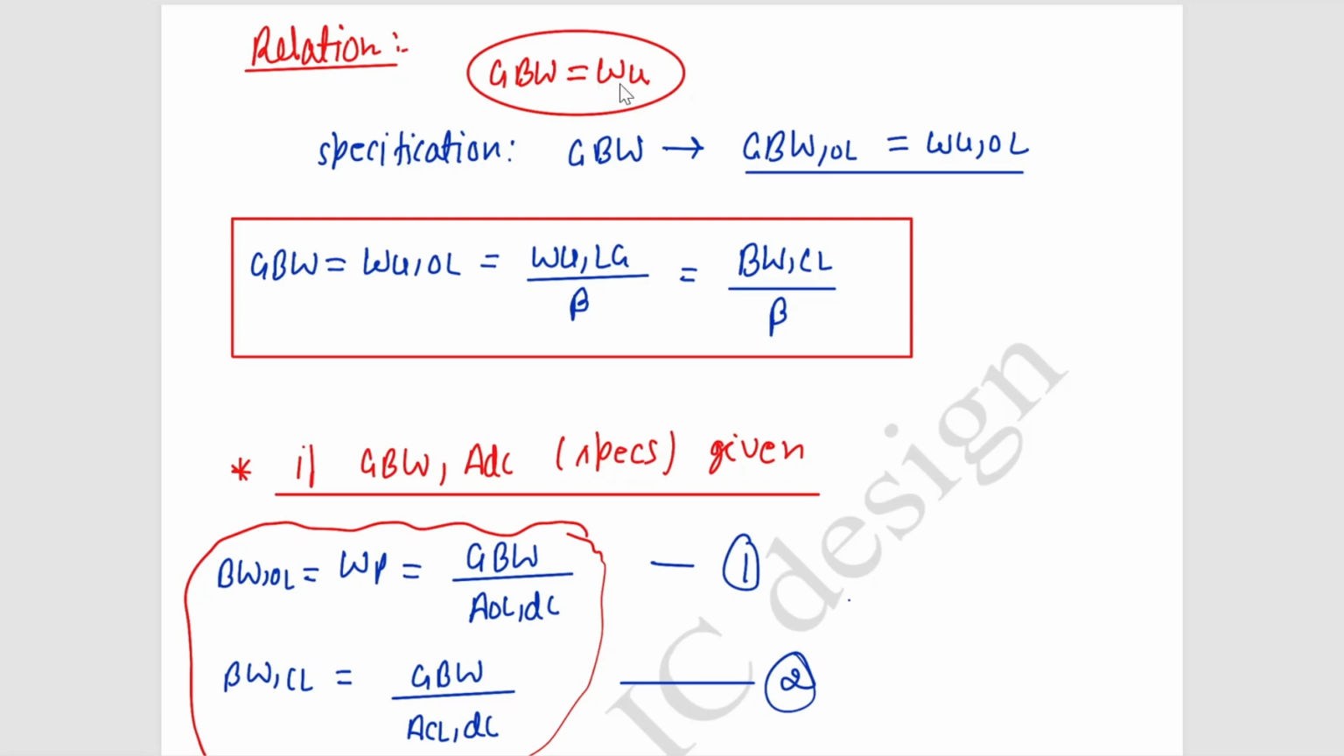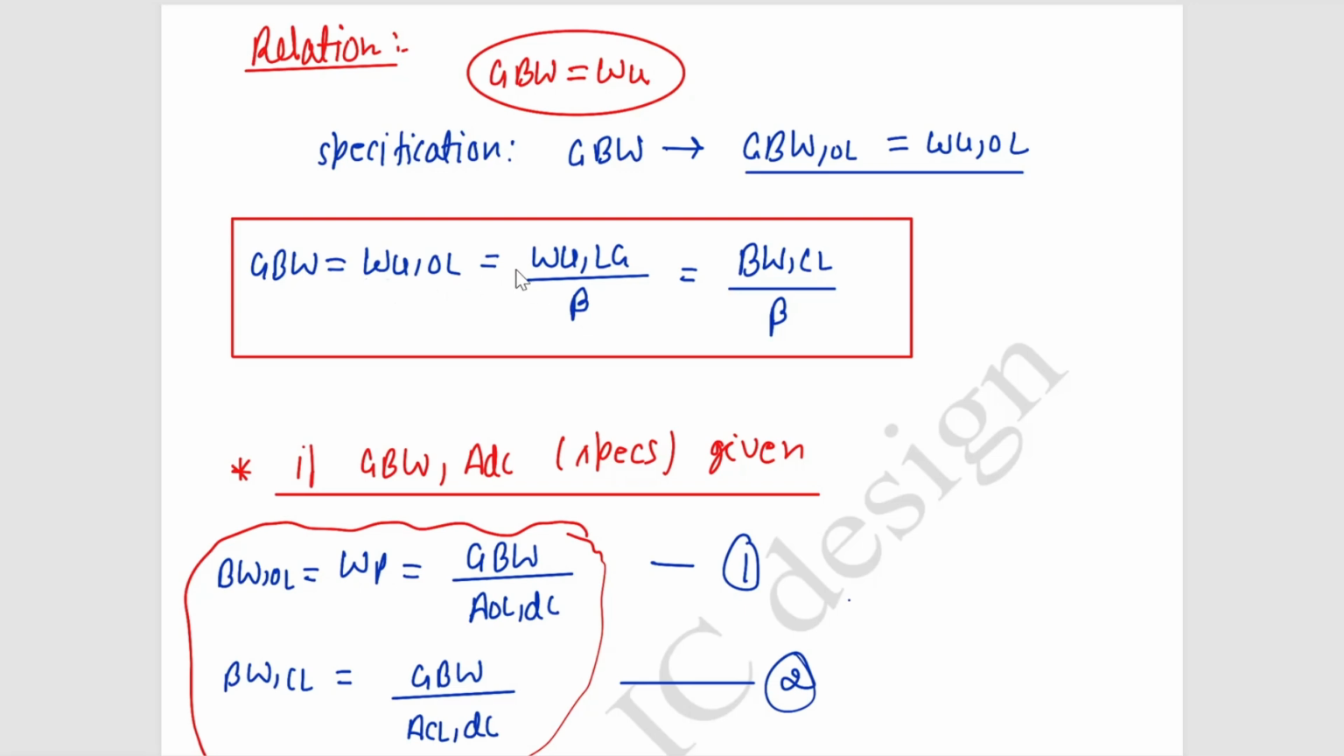So in that case, unity gain frequency will be less than gain bandwidth product. Okay. So usually in our design questions, they will give gain bandwidth product. So that gain bandwidth product is nothing but the open loop gain bandwidth product, and that is unity gain frequency of open loop system. So gain bandwidth product is unity gain frequency of open loop system.